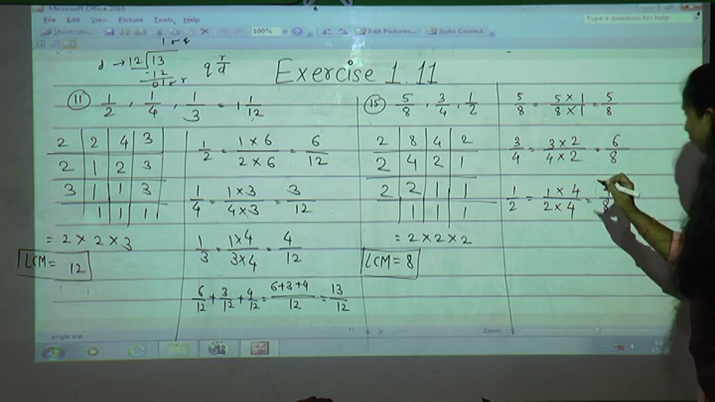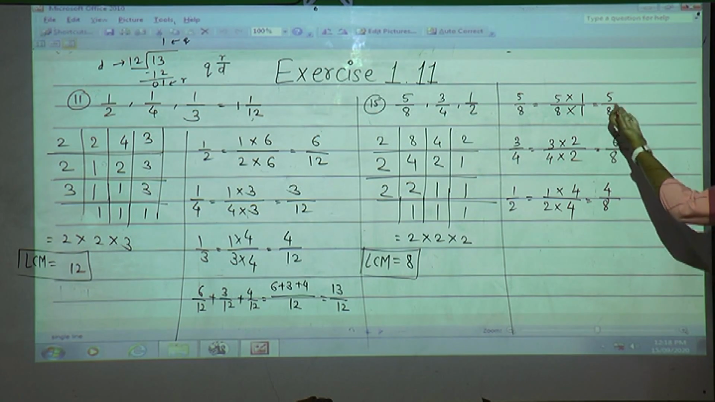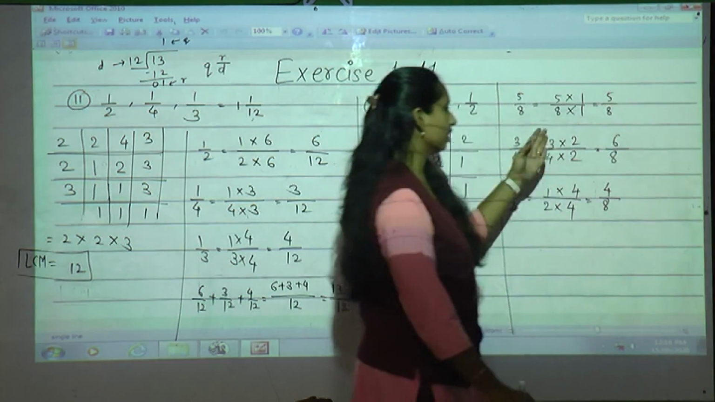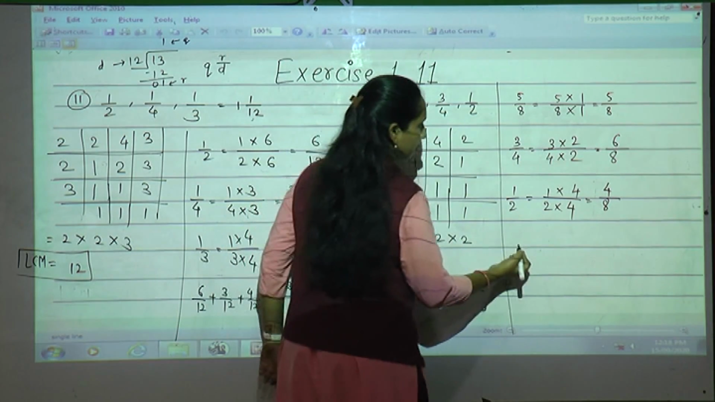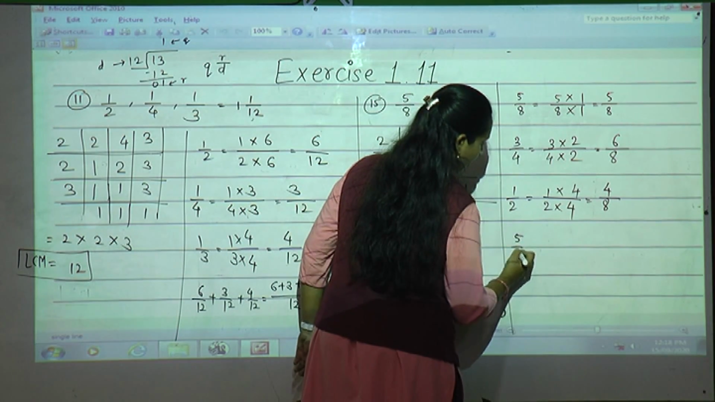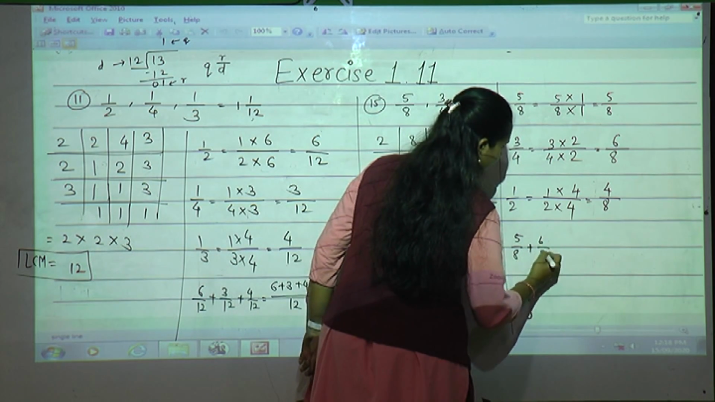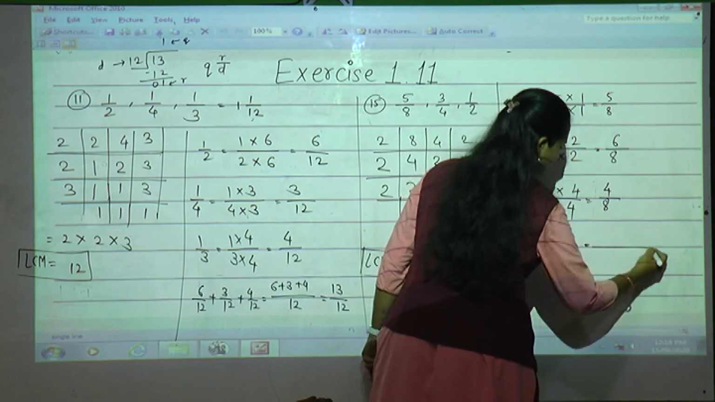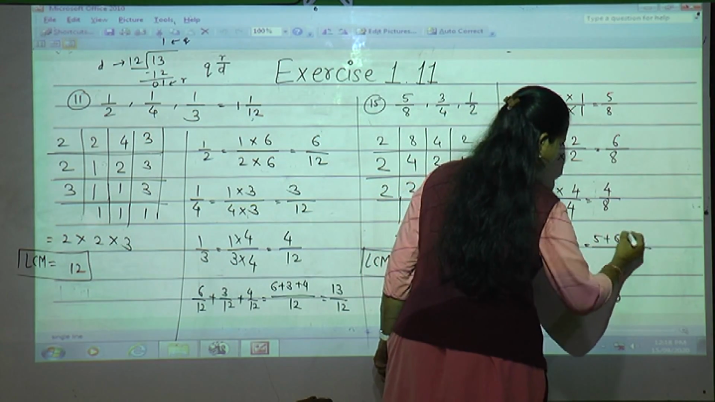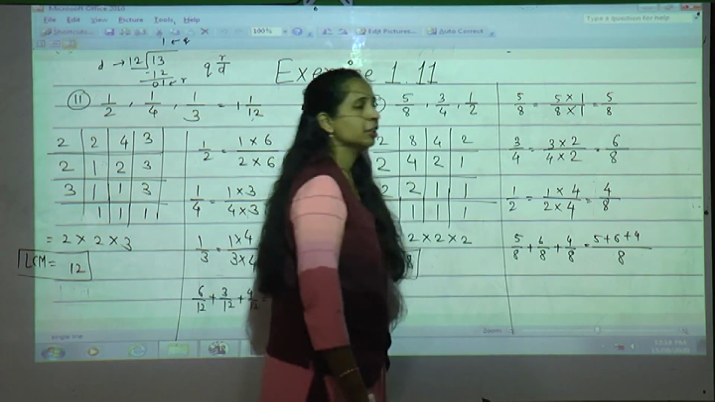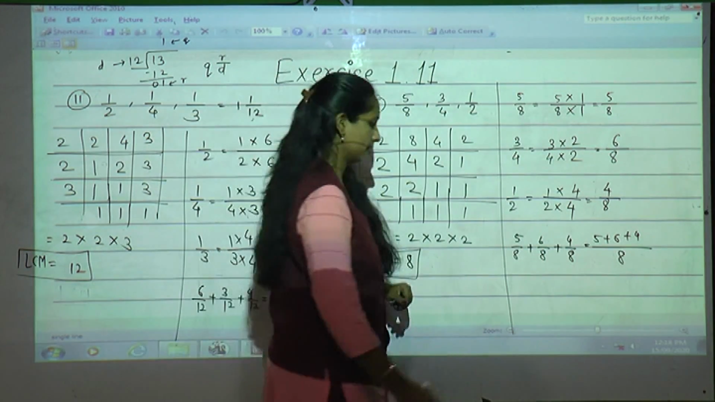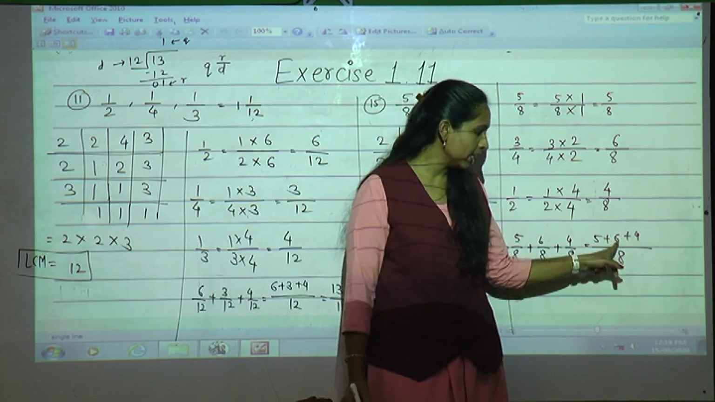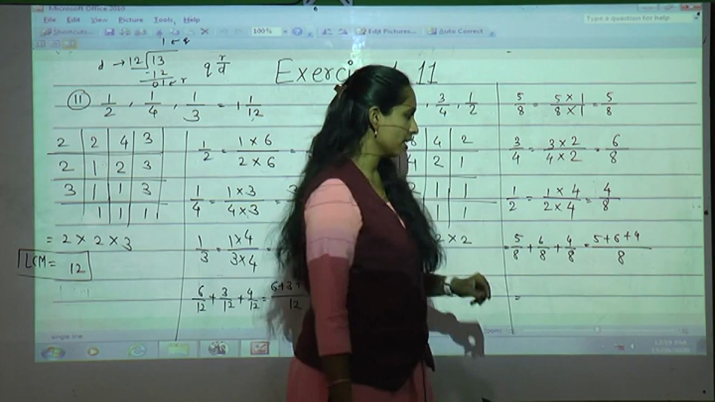1 4s are 4. Now we got three numbers of the fractions, 5 by 8, 6 by 8, 4 by 8. The denominators are same. We have converted into like fractions, so we can add together 5 upon 8 plus 6 upon 8 plus 4 upon 8. Now write together 5 plus 6 plus 4 upon common denominators remain same, 8 ones. Now do the addition. 5 plus 6 is 11. 11 plus 4, yes, 15.